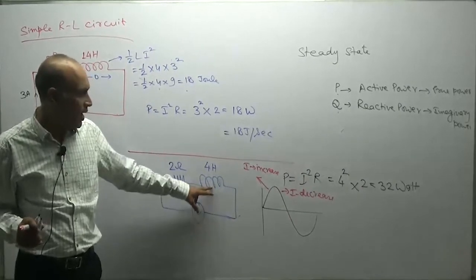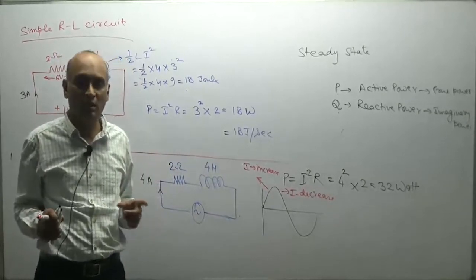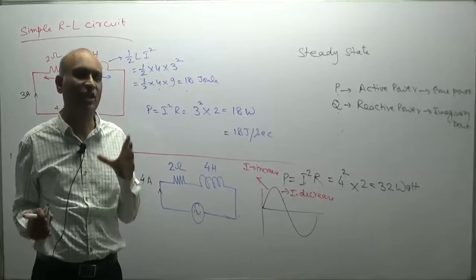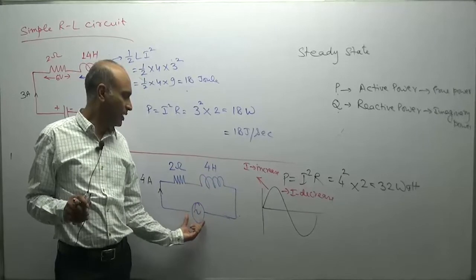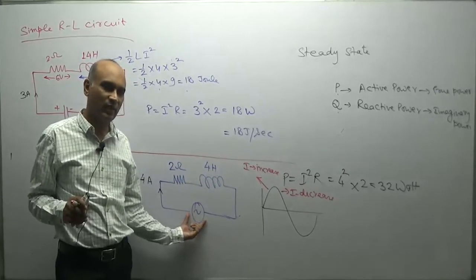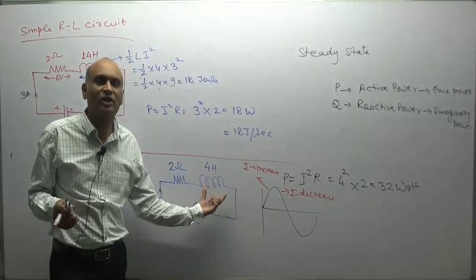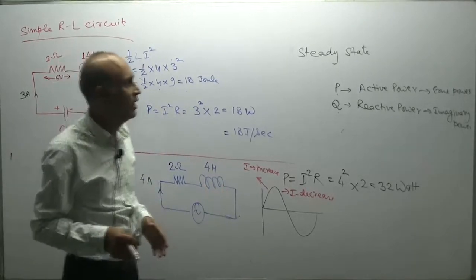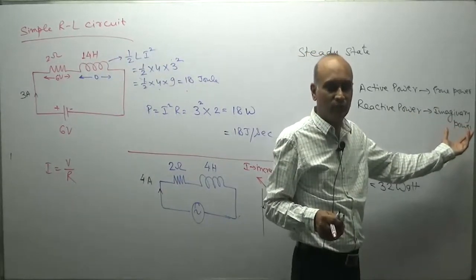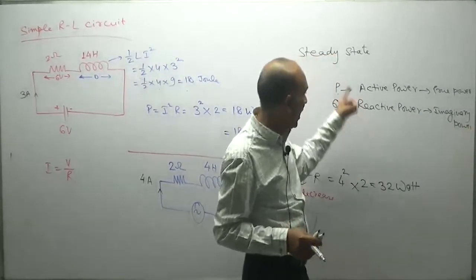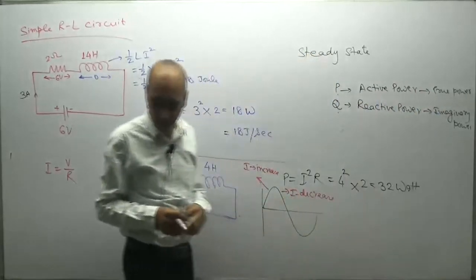So it is doing exchange of energy with the voltage source. We have developed the convention that it is consuming reactive power and it is supplying reactive power. Basically it is not consuming any power, but we have developed the convention that it is consuming reactive power. That's why reactive power is called imaginary power. Got the point? And actual power is the active power, which is called true power.